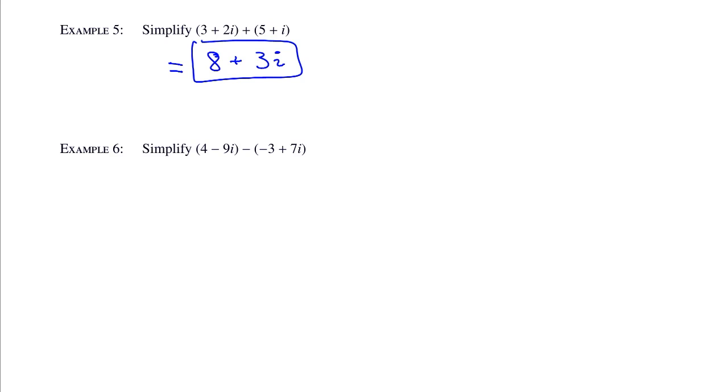In example 6, we have subtraction. Works almost the same way. You just distribute the negative first. So we have 4 minus 9i, distribute this negative to make 3 minus 7i. Then combine like terms. So 4 plus 3 is 7. Negative 9i minus 7i is negative 16i.